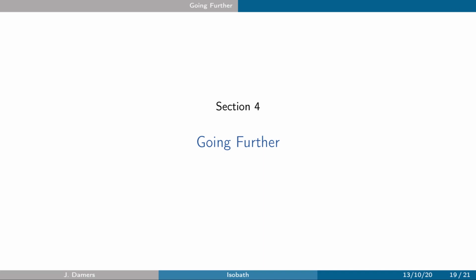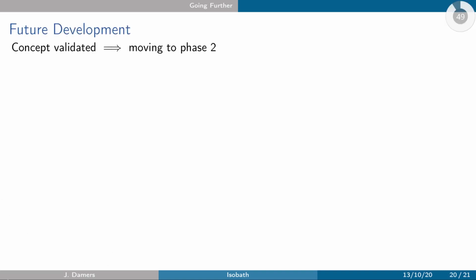So now that our proof of concept is done, we want to go further. So we're moving to phase 2. We want to navigate on an Isobath for a longer period. So here it was only 10 minutes one way, 10 minutes the other way. So we would like to make sure that we are able to follow an Isobath for like an hour or 2 hours.